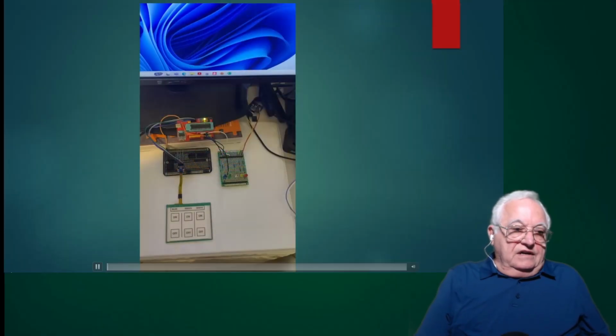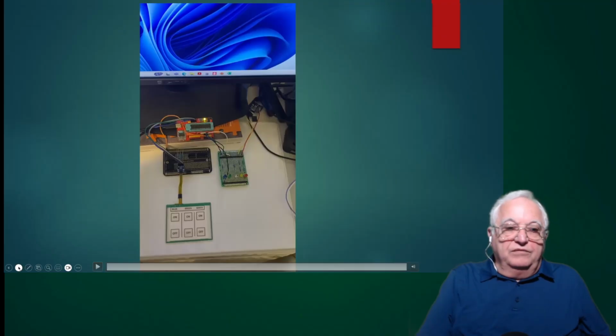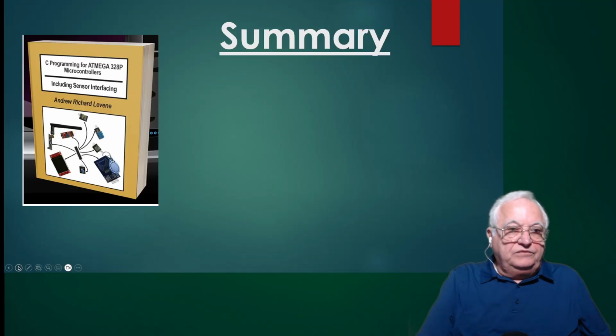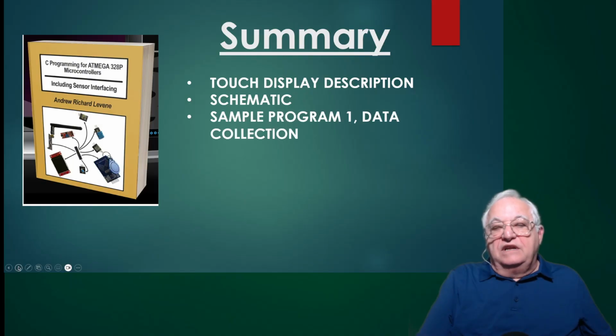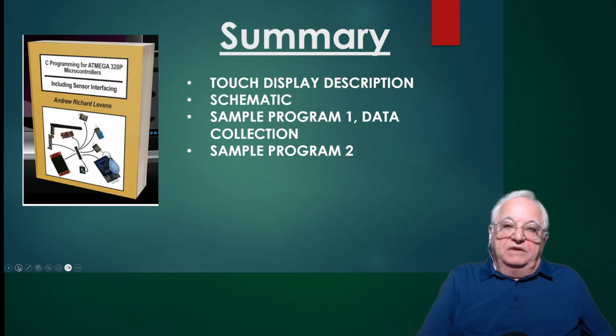Okay, what we have left now is the summary. Today I gave you a touch display and a description. Then we showed how things get wired, the schematics. Then we went to sample program 1 where we got all the data required so we could make things function. Next, we went to sample program 2 where we actually made the touch panel do something.